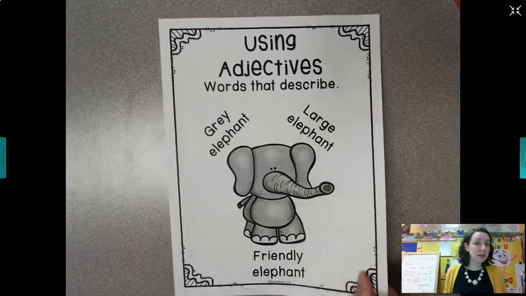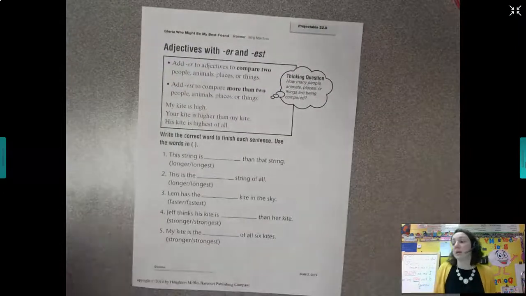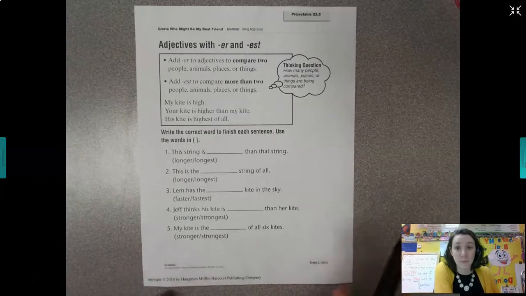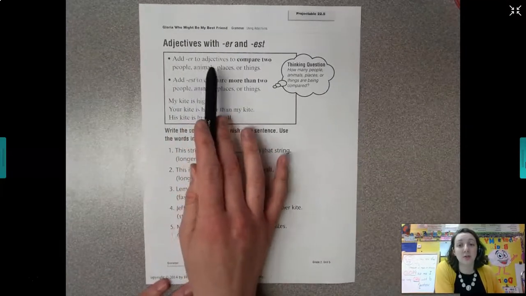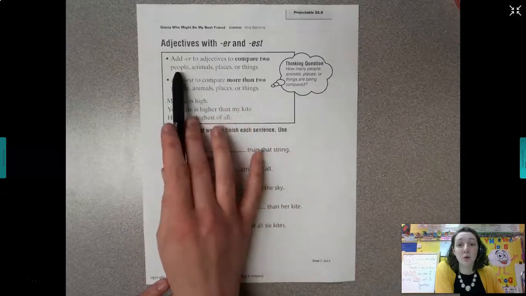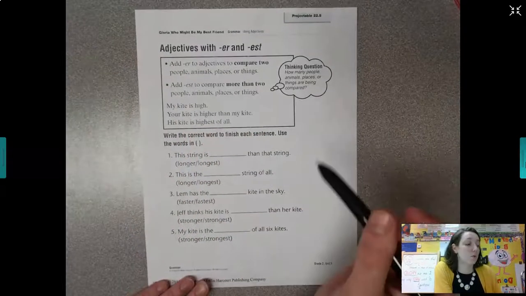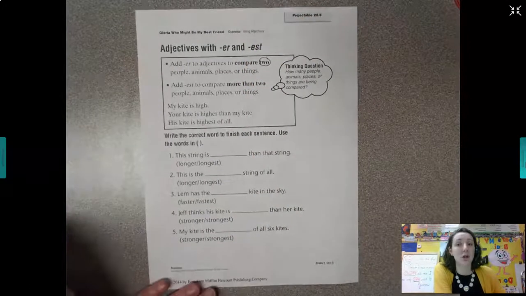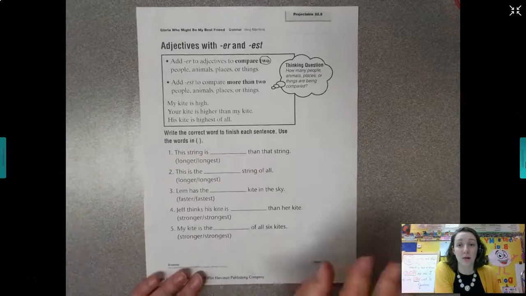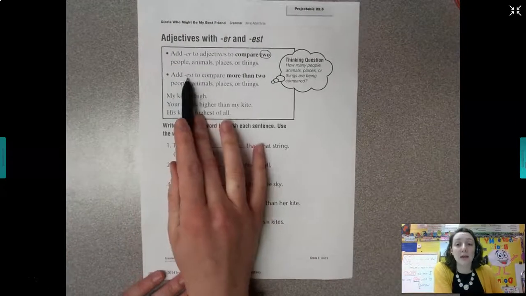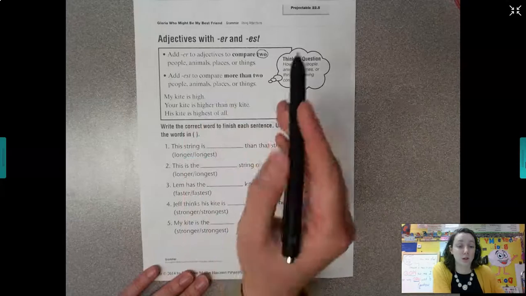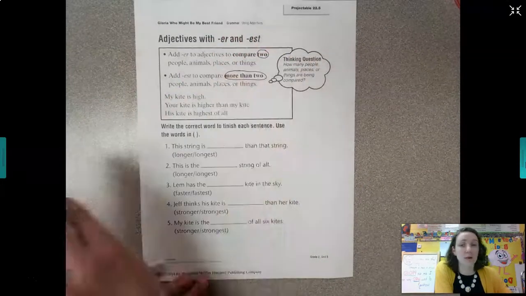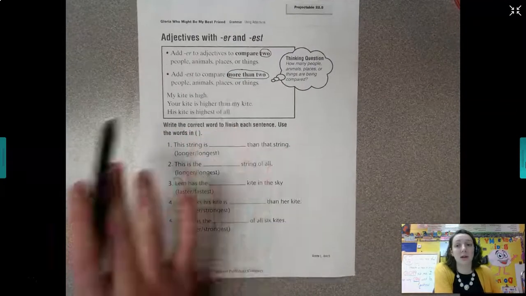So let's specifically talk about adjectives with the suffixes ER and EST because that goes along with our phonics focus. If you add ER to adjectives, you're using that to compare two people, animals, places, or things, right? We've talked about ER and EST before. Remember, you're using ER if it's just two things you're comparing. You add EST to compare more than two people, places, animals, or things. It can be anything more than two, so you're going to use that EST.